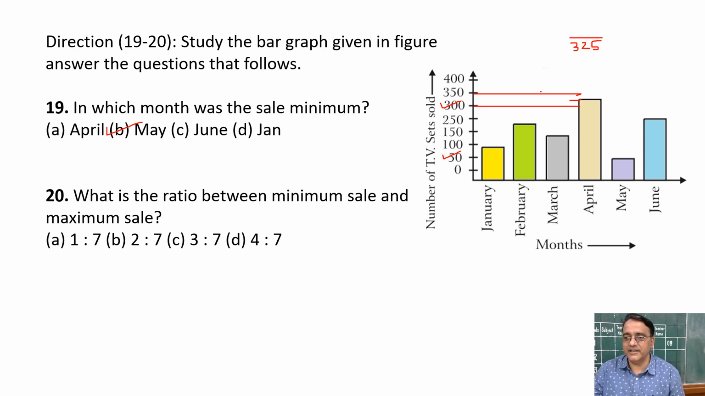In the numerator, 50 will come. This is clear? Yes, sir. Now if you divide it by 25, here we are getting 2 and here we are getting 1, 5, 15.